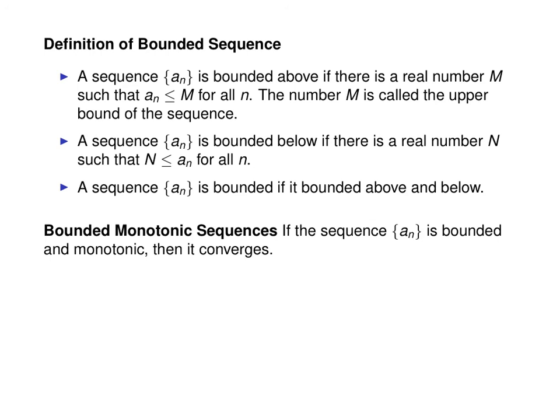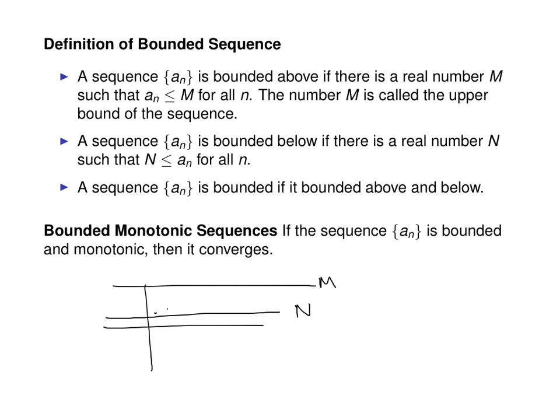And a theorem called the bounded monotonic sequences theorem says that if the sequence is both bounded and monotonic, then it is going to converge. So we have some sequence that is fenced in below and above, and it's monotonic. So eventually it will converge. Not necessarily to that m value. I mean, that m could just be a general boundary, not the lowest such boundary. But eventually this sequence will converge.